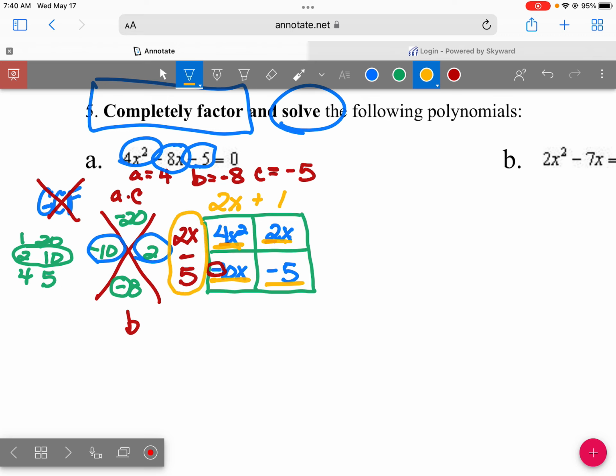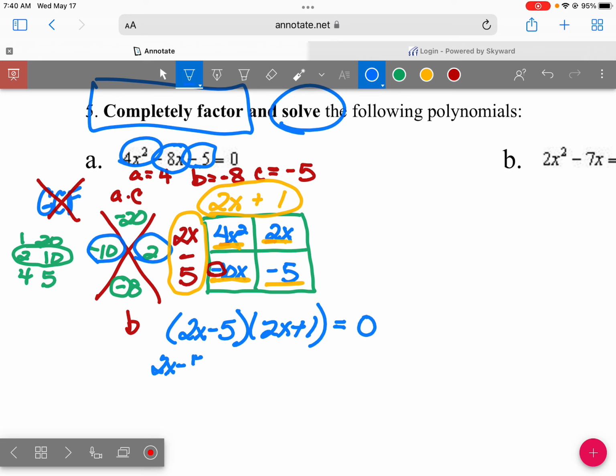These are your factors. So we write down 2x minus 5 times 2x plus 1. And what is this equal to again? 0. Now, you need to remember we are solving for x. So if this factor times this factor equals 0, that means at least one of them, maybe both of them, equal 0. So we set each one individually equal to 0 and solve for x.